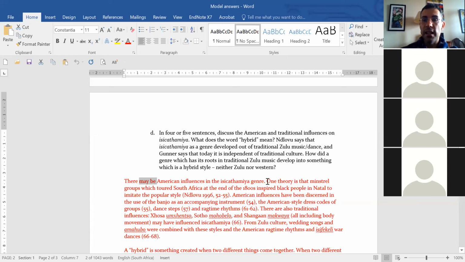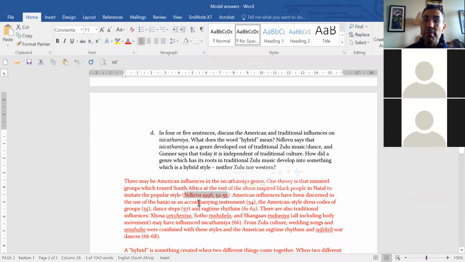Okay. And then I say here, one theory is that minstrel groups which toured South Africa at the end of the 1800s inspired Black people in Natal to imitate the popular style. Now, I wasn't quoting there, but I got all of that information from Ndlovu's thesis from page 52 to page 55. So I must say where I got that from. I put Ndlovu's name, then the date, a comma, and the page numbers from where I got that information.